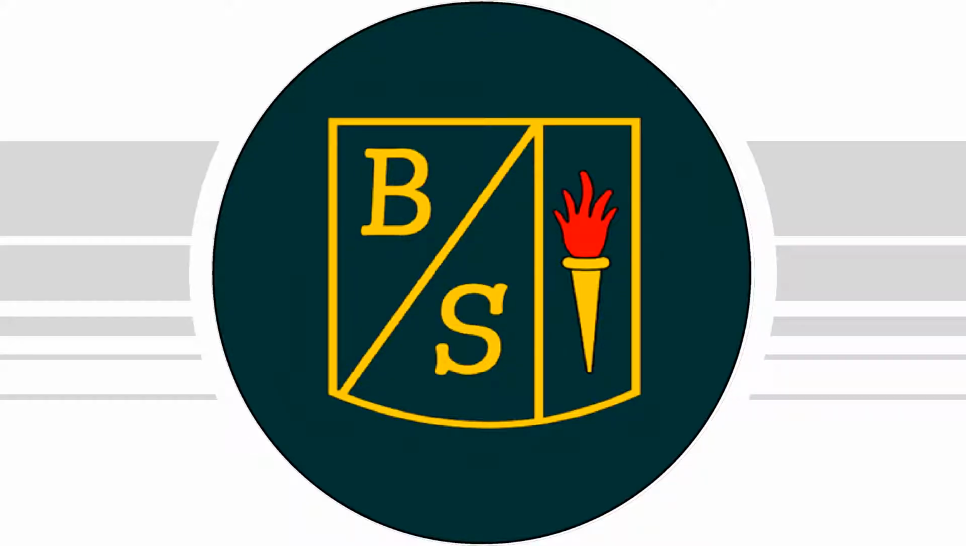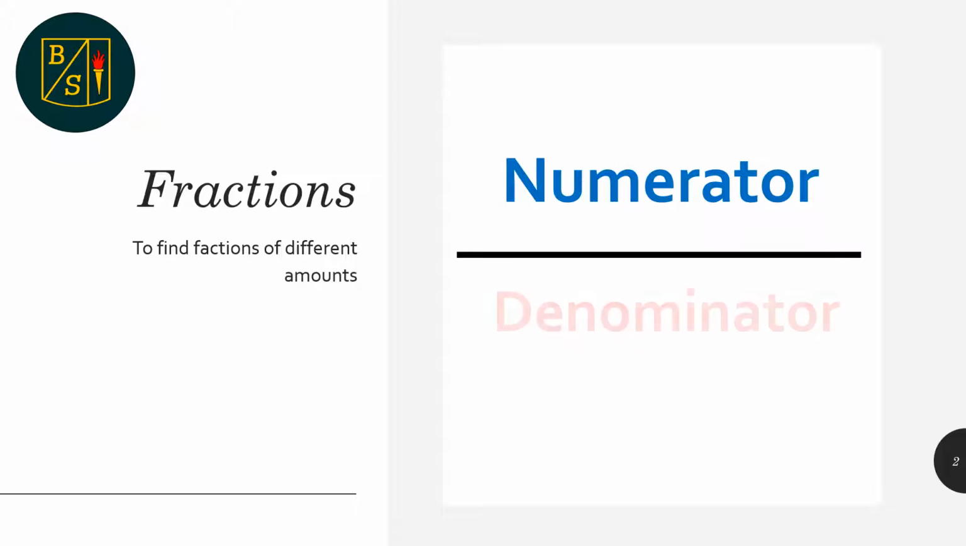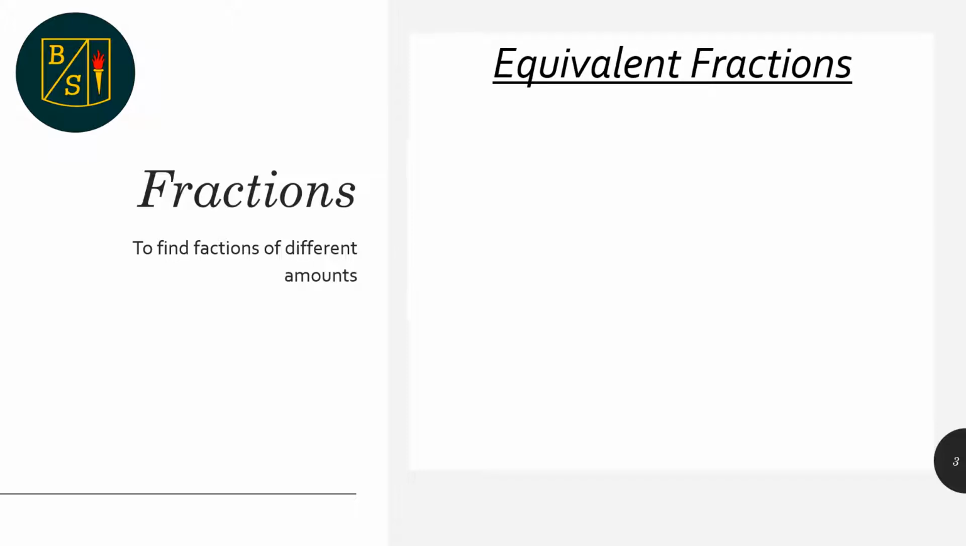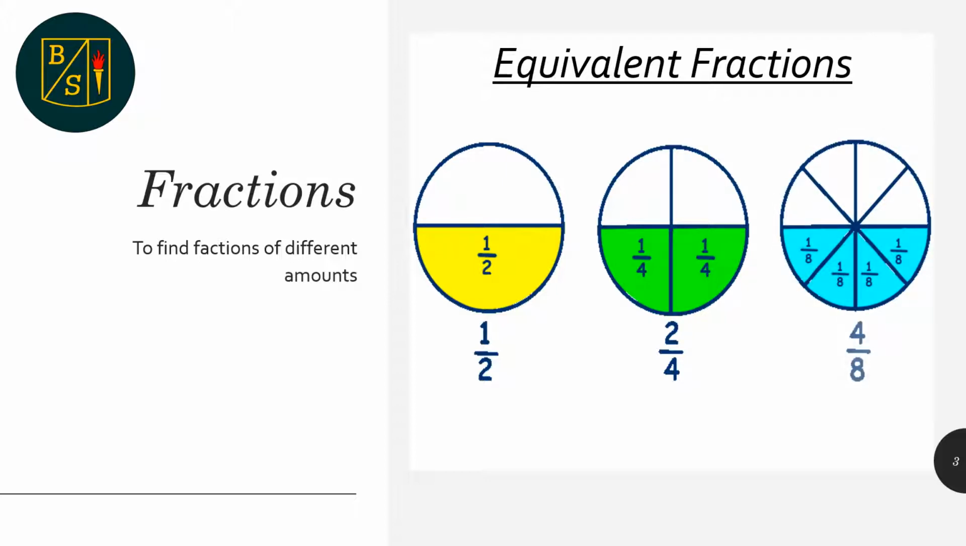In this video, we'll be looking at fractions, with particular focus on how to calculate fractions of amounts. First, it is important for the children to remember about the numerator, which is the number on top, and the denominator, the number on the bottom. At this point, children should also be aware of fractions and their equivalences, such as half being equal to 2/4, and that being equal to 4/8.